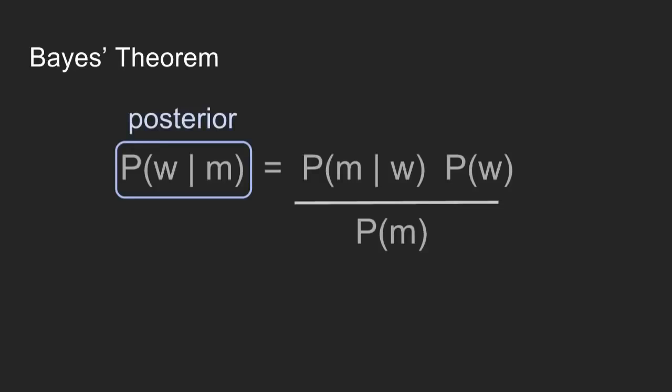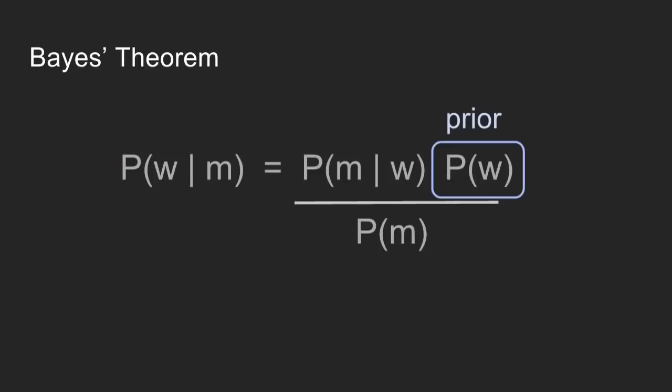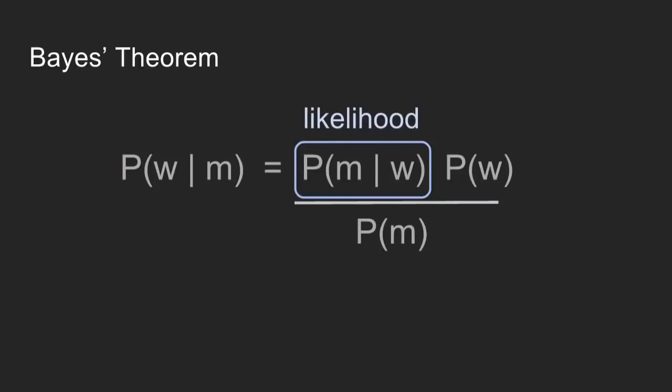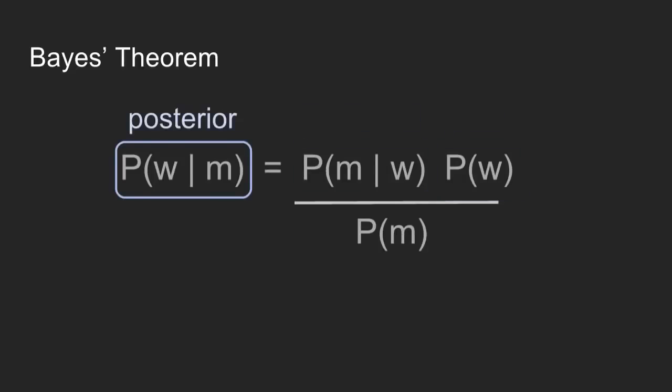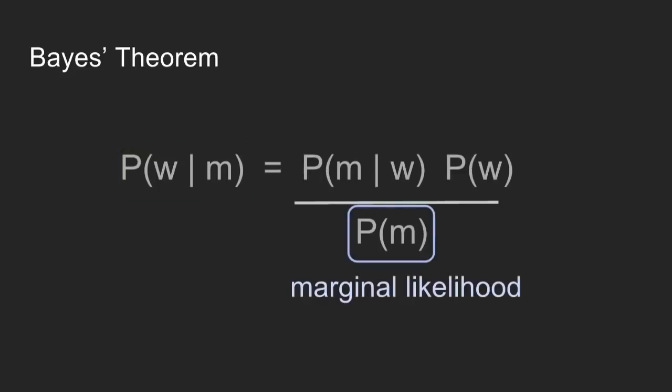So you can think of this as we start with a belief, we take some measurements and we update it, and then we have a new belief when we're done. This term on the bottom we're going to ignore for the most part. It'll be a constant, but it's called the marginal likelihood.